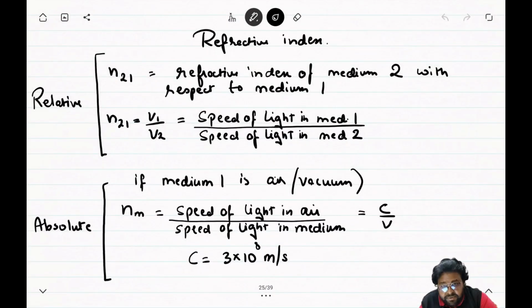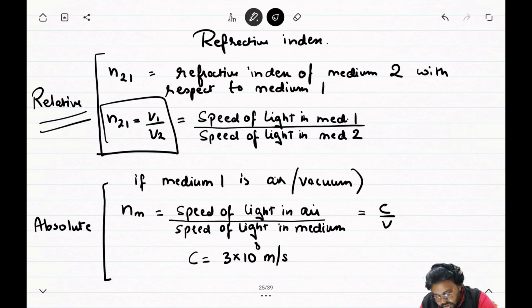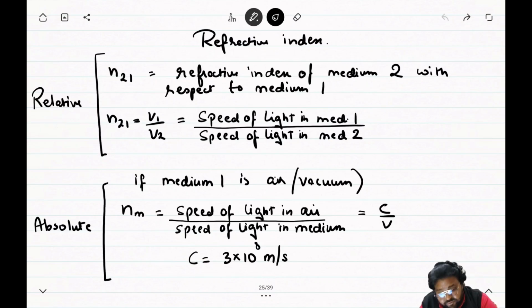You know that the speed of light is 3 into 10 to the power 8 meter per second. Suppose there are two media, and light is coming from medium 1 to medium 2. So we express it like this: n21, that means refractive index of medium 2 with respect to medium 1, is v1 upon v2. That means speed of light in medium 1 upon speed of light in medium 2. Basically this ratio is known as relative refractive index. So relative refractive index is the refractive index when two different media are considered. It is the ratio of speed of light in medium 1 to the speed of light in medium 2.